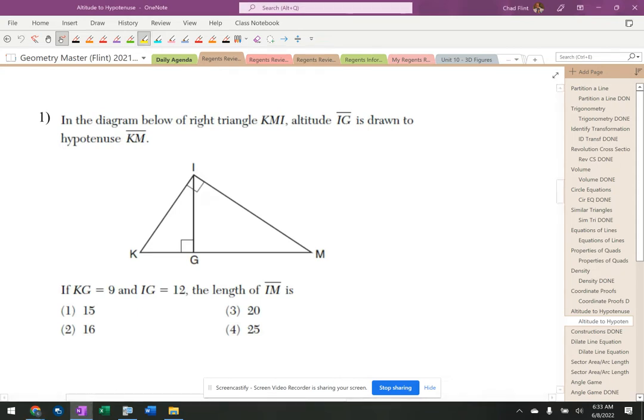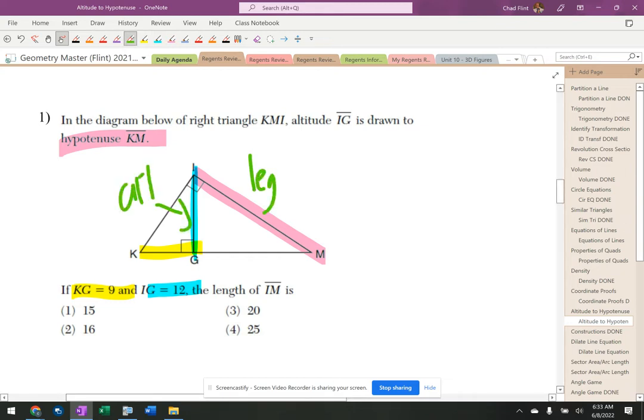All right? So KG is 9, IG is 12. Find this length. All right? So number one, this is a leg. This is the altitude. There's no way legs and altitudes mix together. So there's lots of different ways to do this, actually.